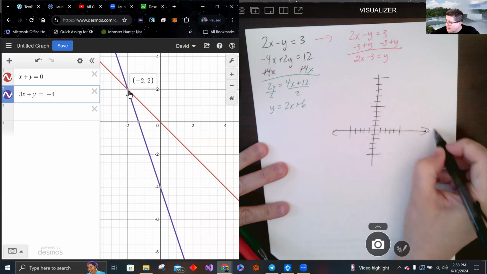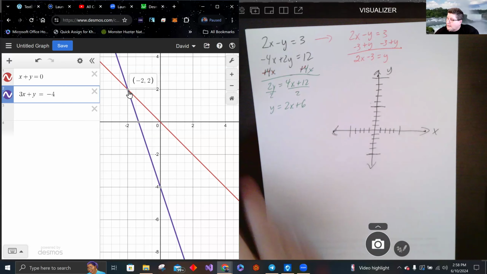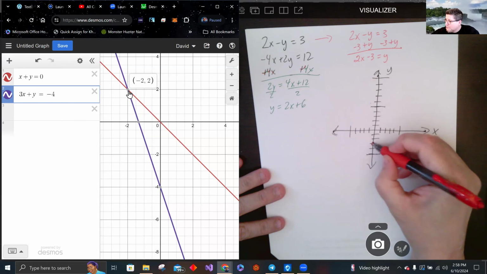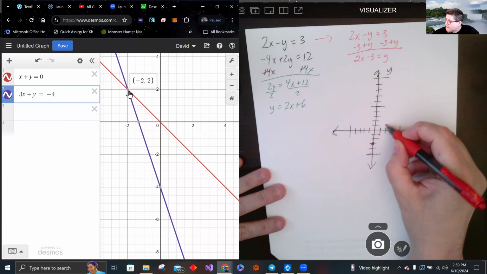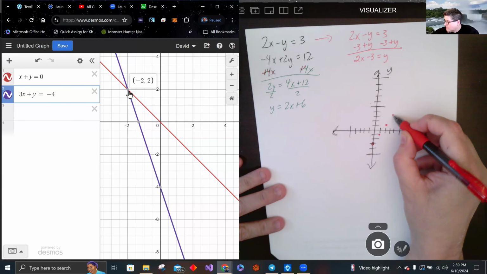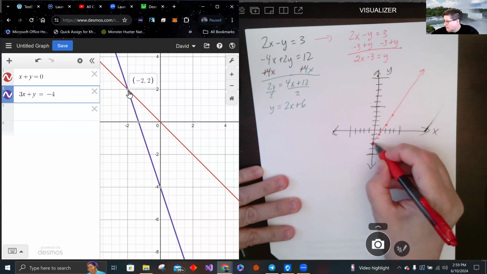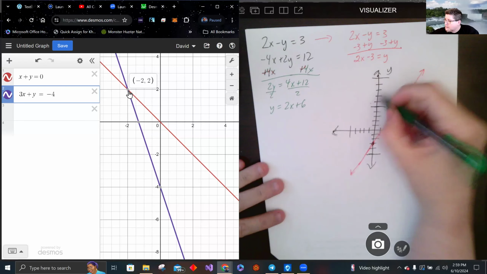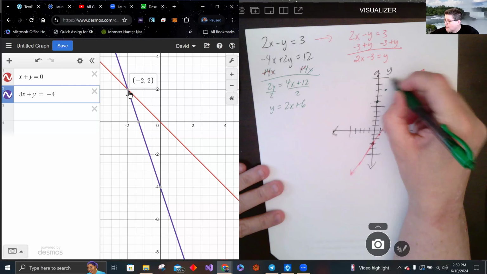X and y. Throw some arrowheads on the axes. All right, the red one, 2x minus 3. The intercept is right here, 0, negative 3. We go rise of 2, run of 1. Rise of 2, run of 1. And the green one, rise of 2, run of 1. Rise of 2, run of 1.